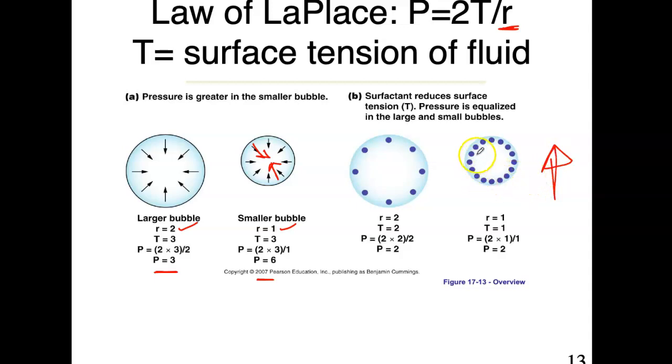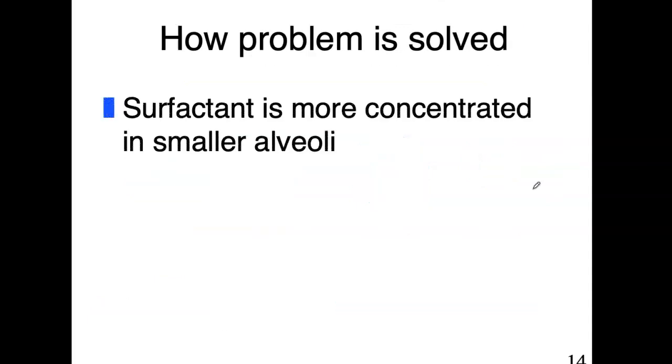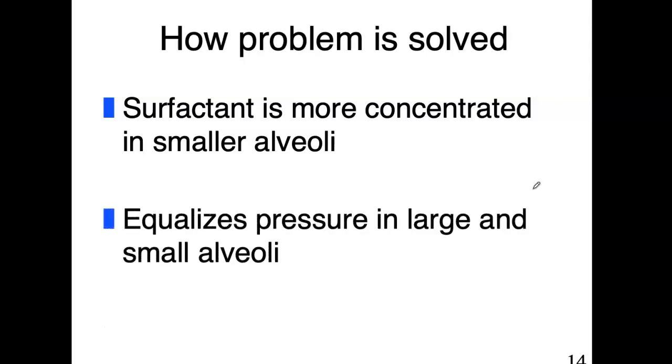Okay, so these little dots are showing how much surfactant needs to be released in a smaller alveolus as compared to a larger one. It's kind of counterintuitive when you first think about it. So just as a summary, the surfactant is more concentrated in the smaller alveoli, and that equalizes the pressure in the large and the small alveoli, so they need just as much pressure to stay in that open position.